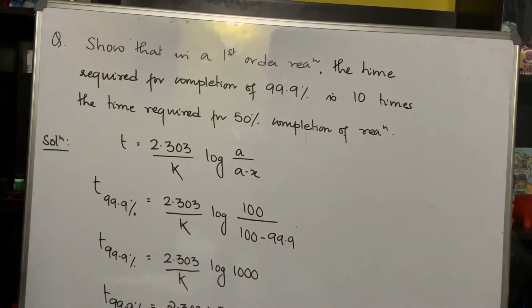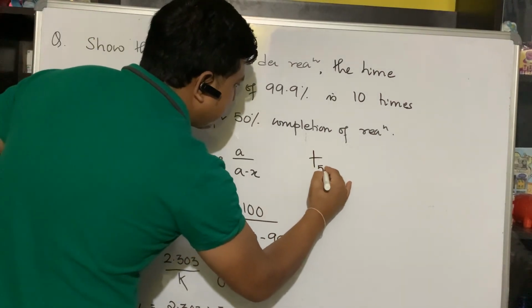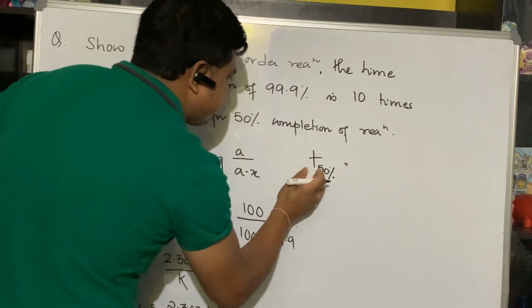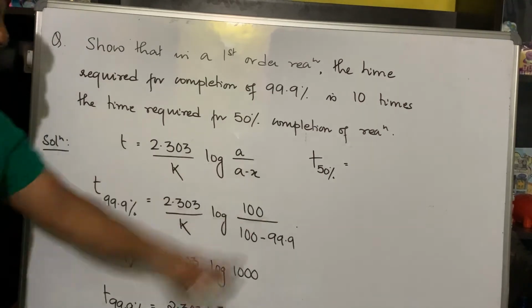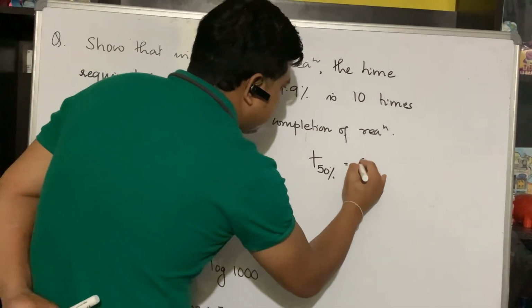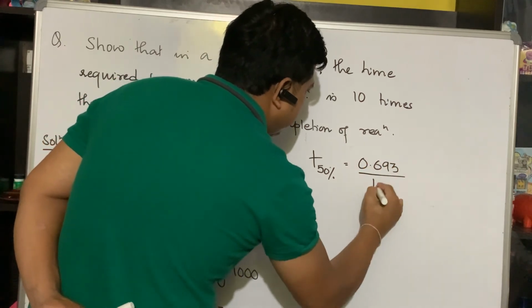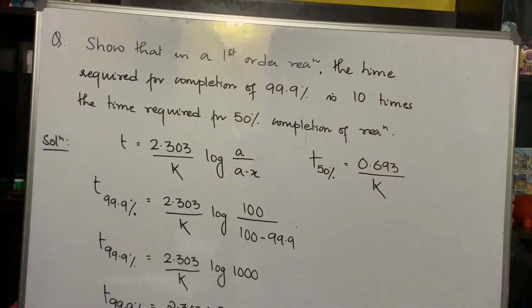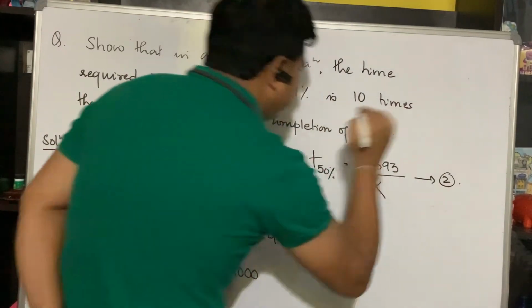Now let me come towards the second part. So we are supposed to calculate the time required for 50% completion of a reaction. Time required for 50% completion means we are talking about half-life period. So what is the expression for half-life period? It will be 0.693 divided by K. Let this be equation number 2.